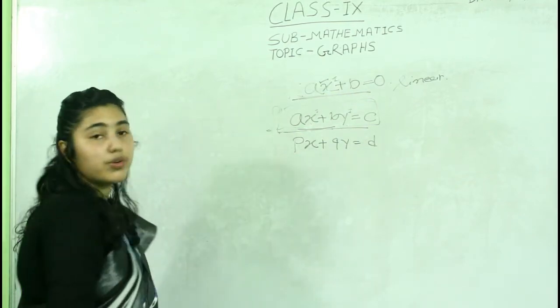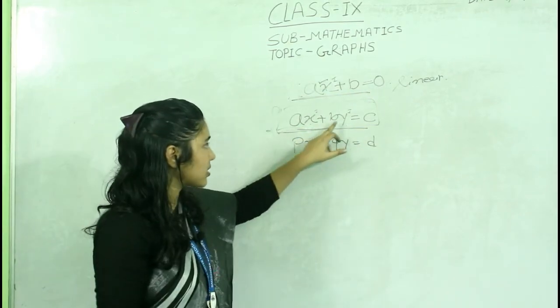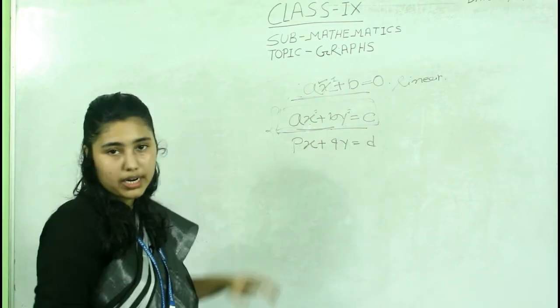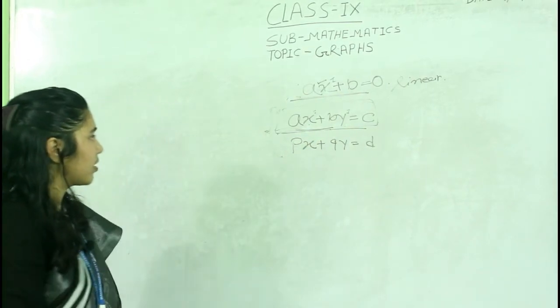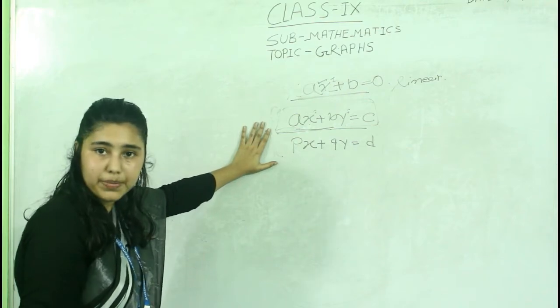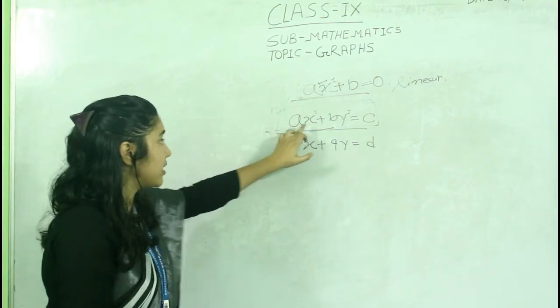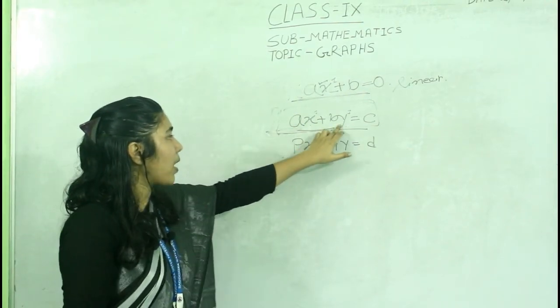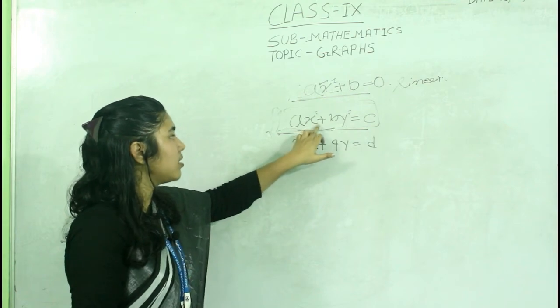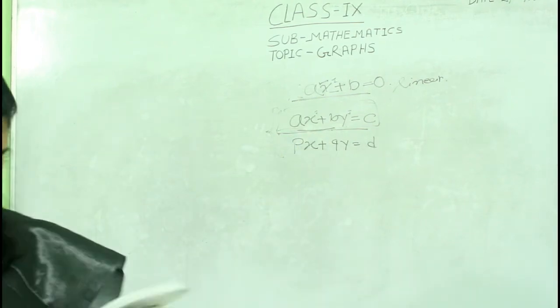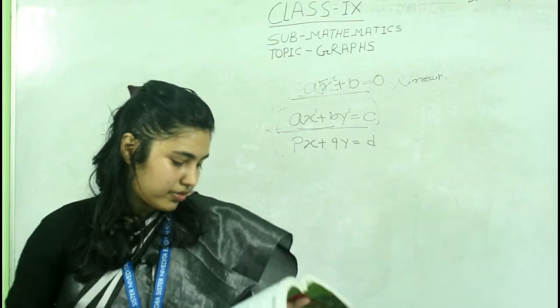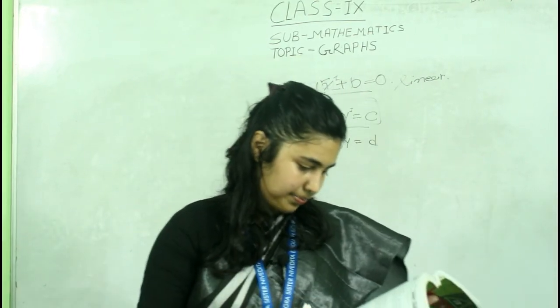Then also we can find the value of x and y, otherwise we can't. So these two equations are known as simultaneous linear equations. Linear because the power of each variable should be 1, not more than 1. Now read question number A.